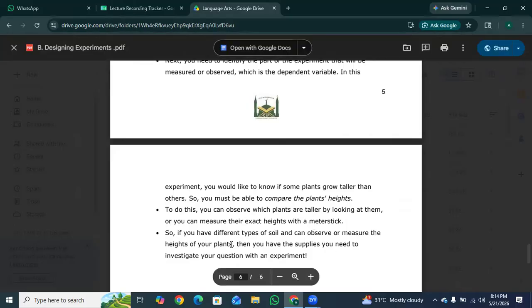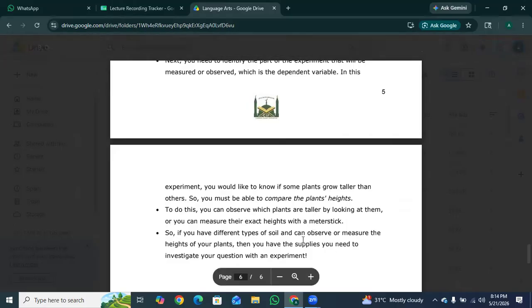So if you have different types of soil and can observe or measure the heights of your plants, then you have the supplies you need to investigate your question with an experiment.